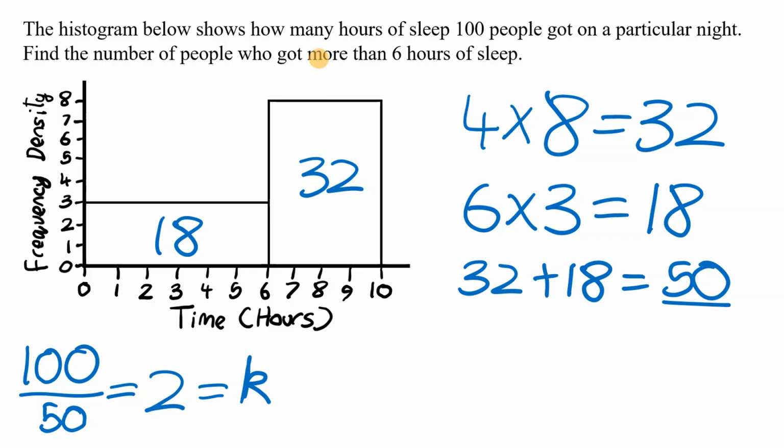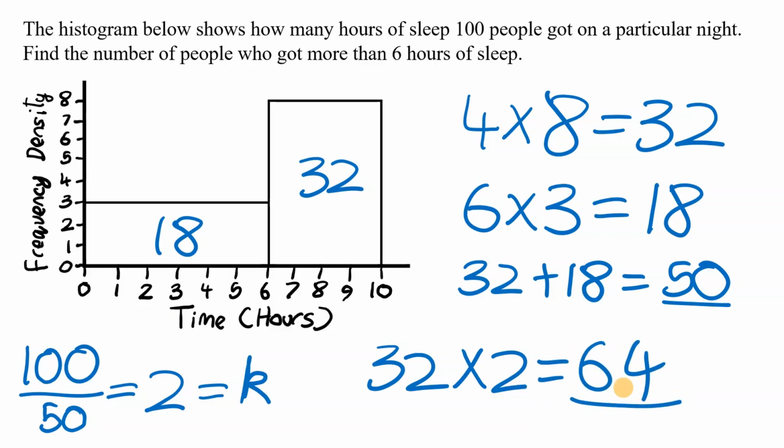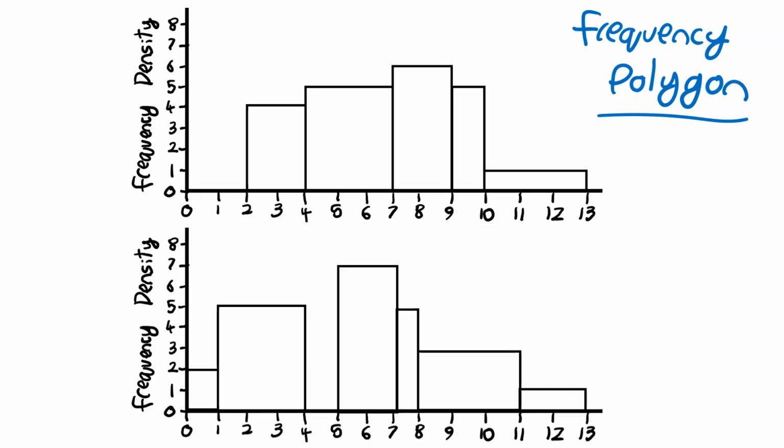So in order to get the number of people who got more than 6 hours of sleep, this area here, 32, we just need to multiply this by the scaling factor, which is 2, and this is equal to 64. And this is the number of people who got more than 6 hours of sleep. Okay, now another thing that you could be asked with histograms is to draw something called a frequency polygon.